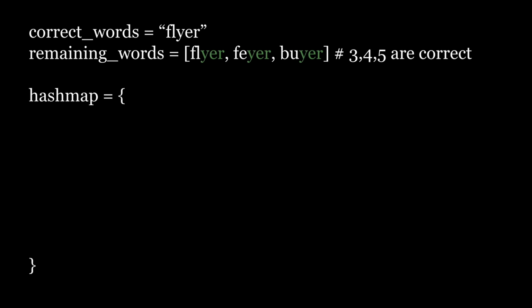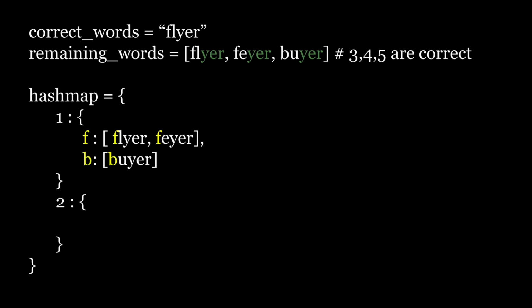if the letters in spaces 3, 4, and 5 are correct, and my remaining words are flyer, fair, and buyer, I would hash the letters in places 1 and 2 to all the words with letters in that spot and return the map of a key mapping to space 1, which has F, which will map to flyer and fair, and B, which will map to buyer, and a key for space 2, which would map L to flyer, E to fair, and U to buyer.